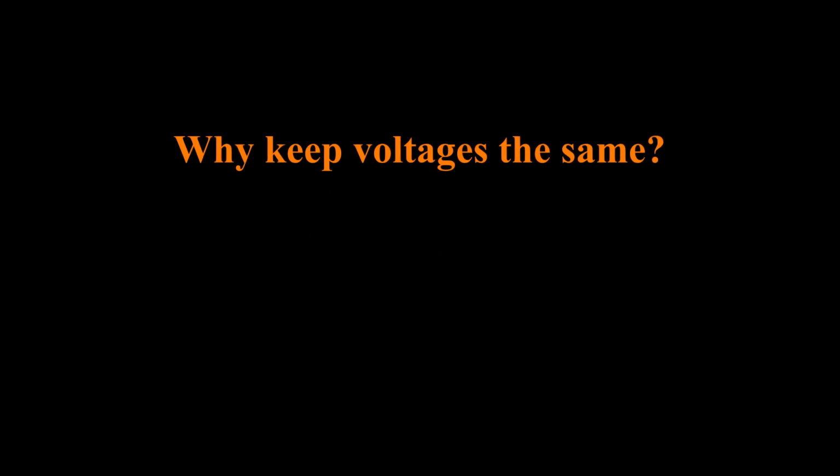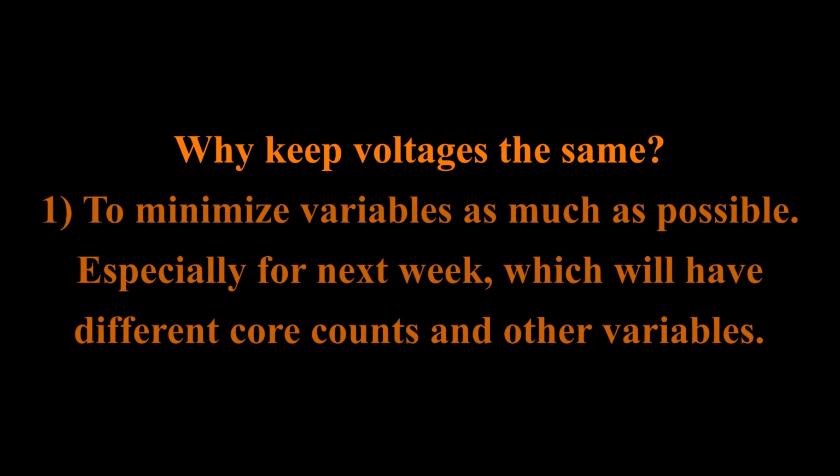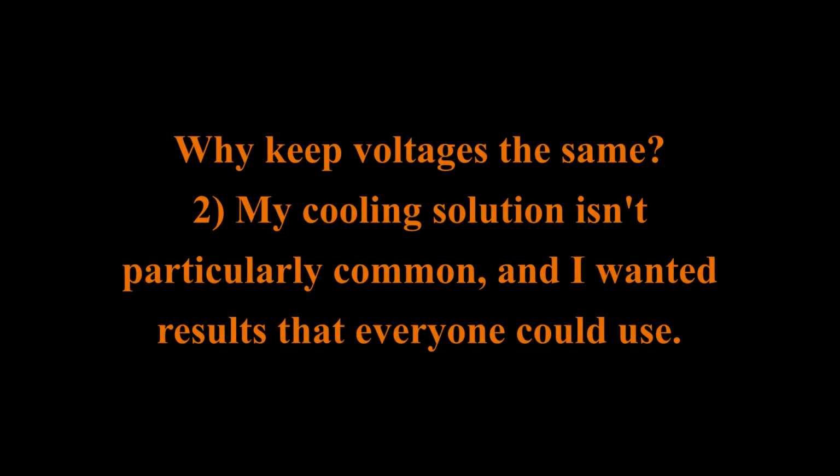Why did I keep the voltages the same? Well, there's a few reasons for this. One, I wanted to minimize the amount of variables between runs, but two, next week we're going to be looking at the effects of different core counts and threads, and voltage has a really big effect there, so it would have completely screwed the results for everyone if I'd done that. On top of that, my cooling solution is definitely abnormal for most folks, so I don't want to show results that seem massively, gratuitously over the top if it doesn't apply to like 99% of people out there.